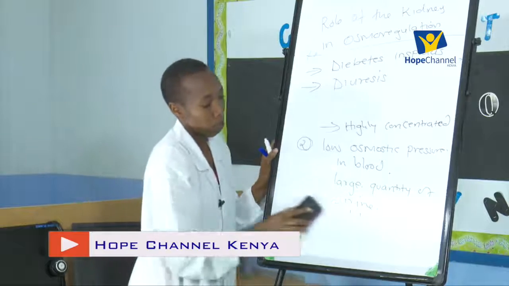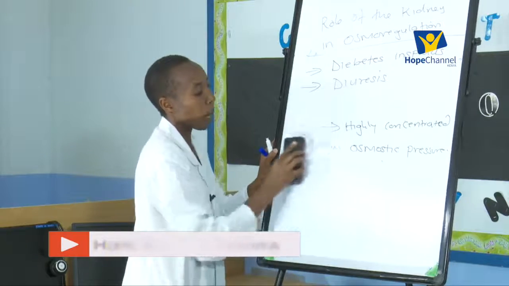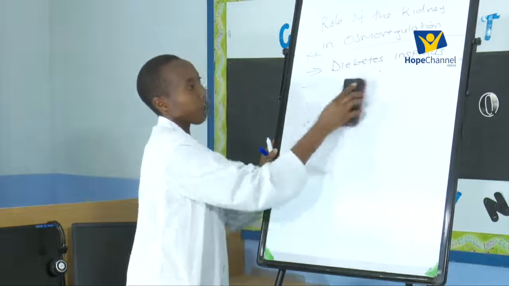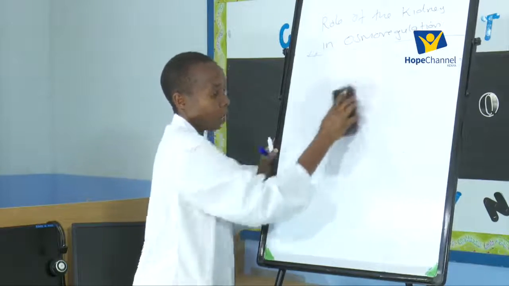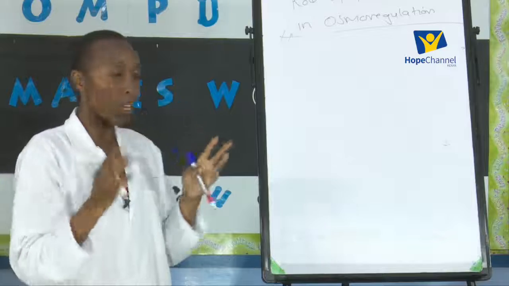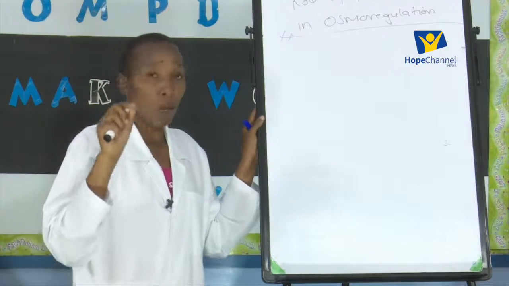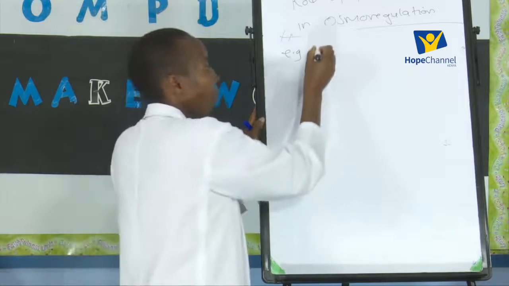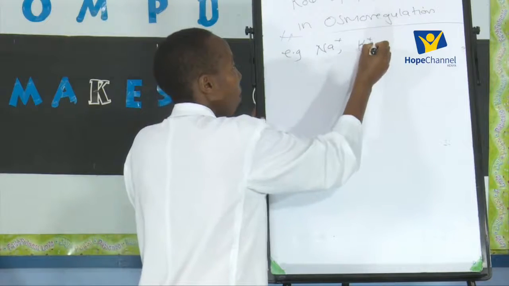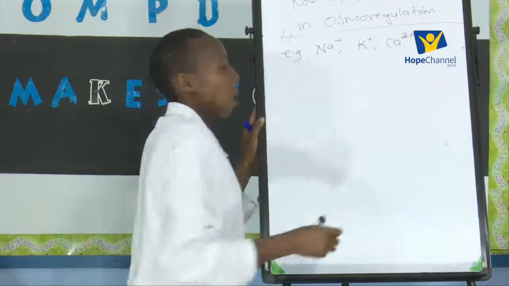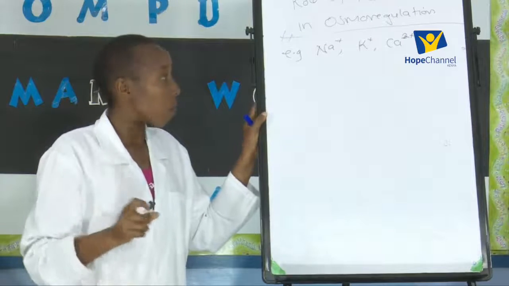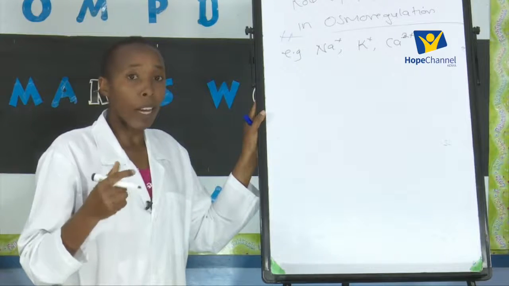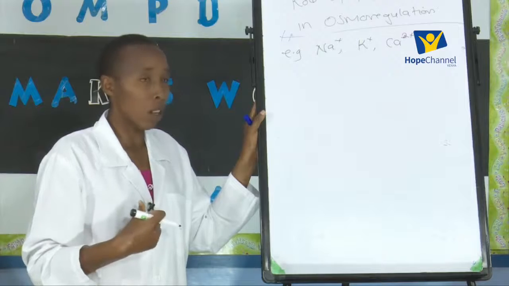Now, remember I said osmoregulation means you are balancing the amount of water in the body fluids and the amount of salts. So osmoregulation involves two aspects whereby we are balancing the amount of water in the body fluids. At the same time, we are balancing the amount of salts. There are salts that are found in the body that are very, very important. Example, we have sodium ions, we have potassium ions, we have calcium ions, we have phosphate ions. All those salts that are found in the body fluids, especially in the blood, they also affect the osmotic pressure. The kidney also plays a role in balancing the amount of these salts in the blood.